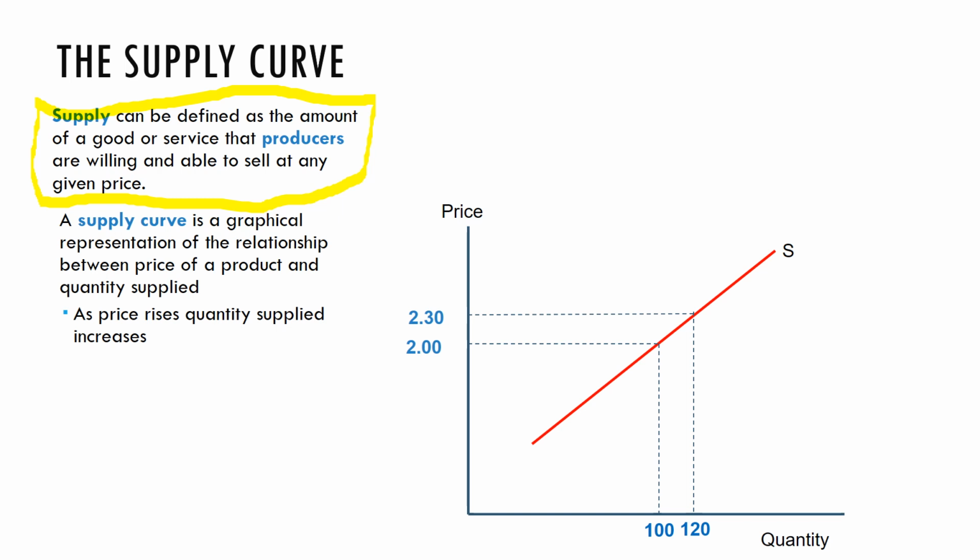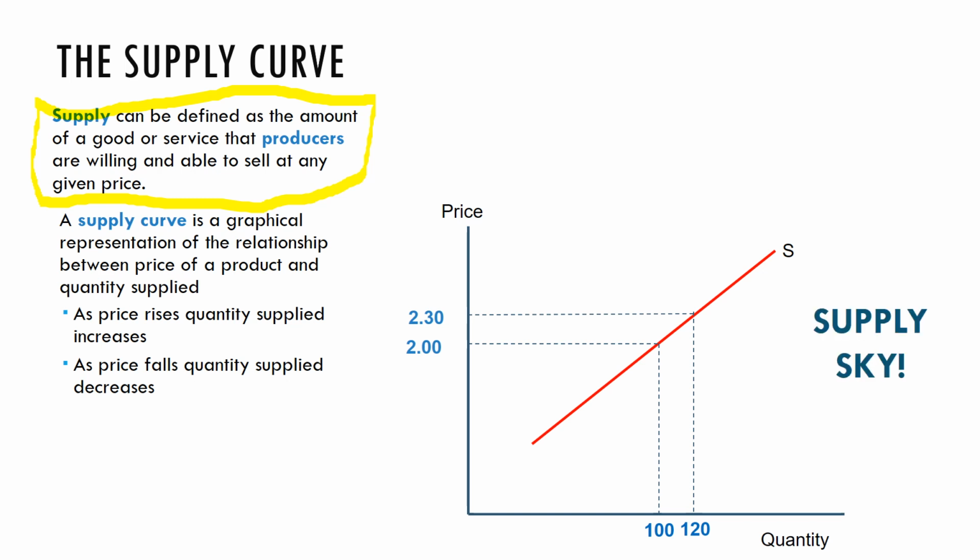A supply curve is just a graphical representation of that relationship, as we've done here on the right hand side. So it shows us the relationship between price and the quantity that we're willing to sell. And you can see here that generally speaking, as the price of a product rises, we'd be more and more willing to supply as much as we can of that particular product, whereas as price falls, the quantity supplied would decrease.